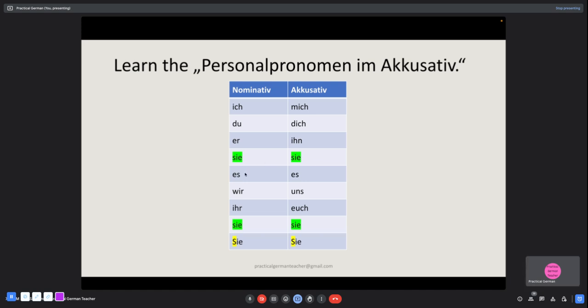I have one more question. Sorry for interrupting. No problem. When it comes to "sie", she and they, in writing, how would I know which it is? It depends on how you conjugate the verb. The conjugation also, and the second thing is... okay, got it. Good question.